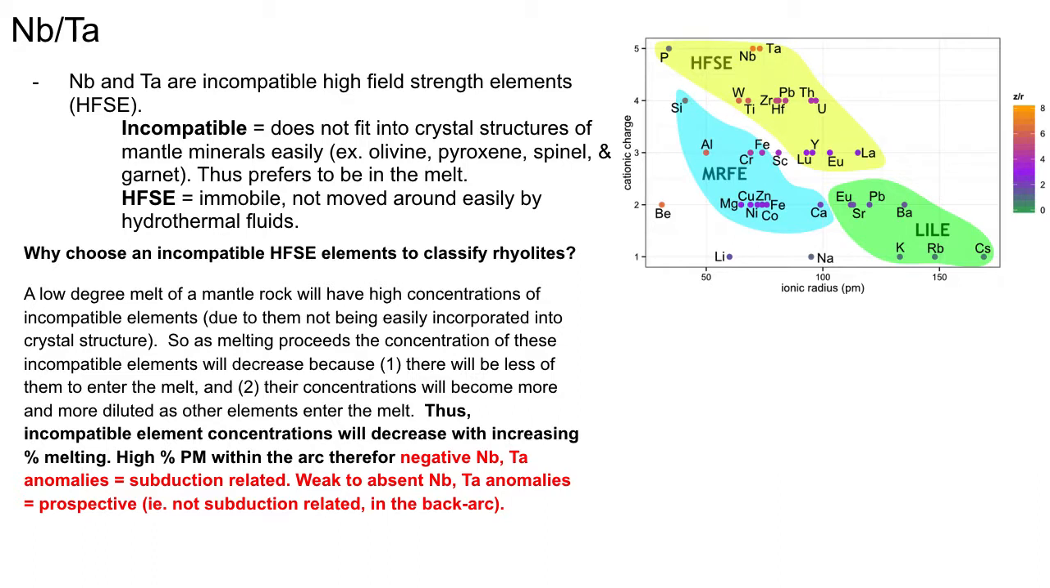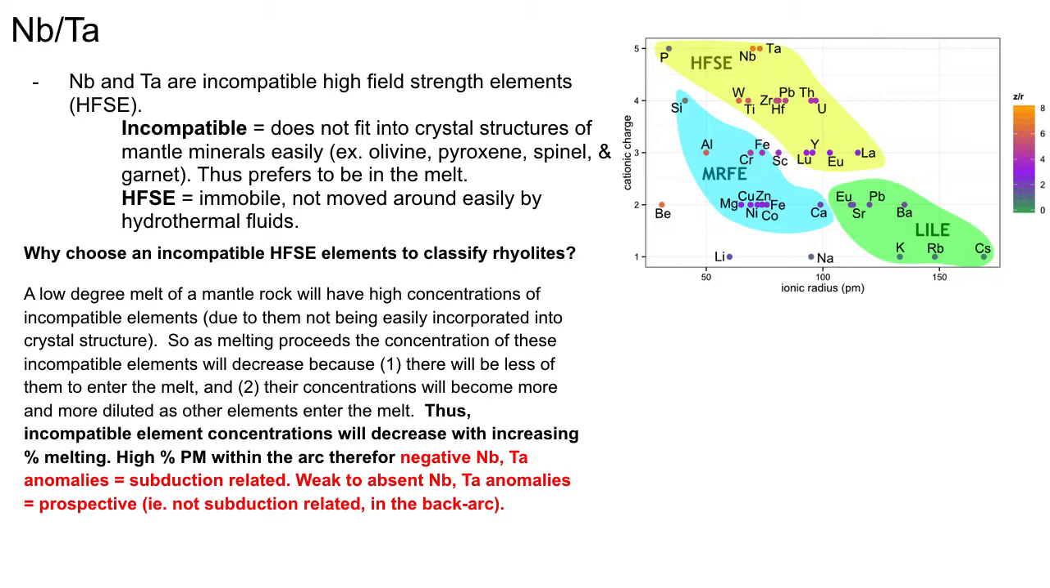And why do we choose incompatible high field strength elements to classify rhyolites? This is because a low degree of melt of a mantle rock will have a higher concentration of incompatible elements, due to them not being easily incorporated into the crystal structure. So as melting proceeds, the concentration of these incompatible elements will decrease because there will be less of them to enter the melt, and their concentrations will become more diluted as partial melting proceeds and other elements enter the melt.